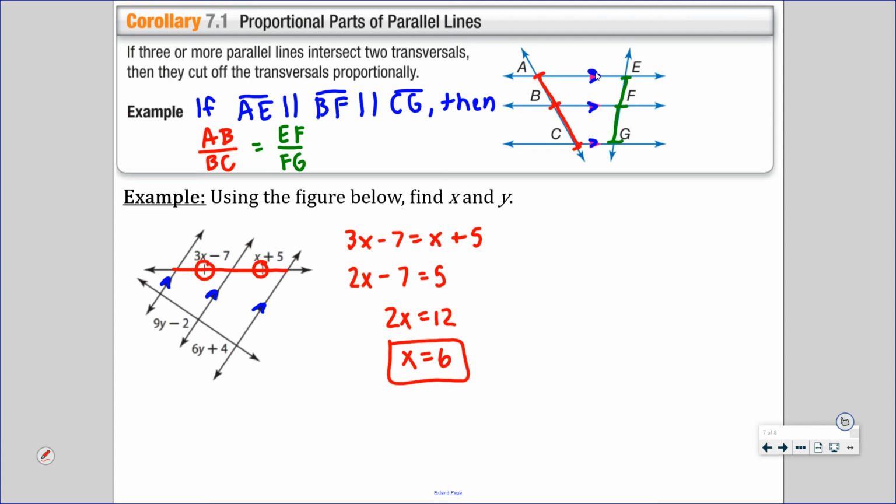A couple ways you could go about finding y. You might be tempted to like plug 6 back in here and find like these actual lengths and then set up a proportion, which would be fine. But if we know they're proportional, if it splits these into two congruent pieces, what's it going to do to this one? It's proportional.